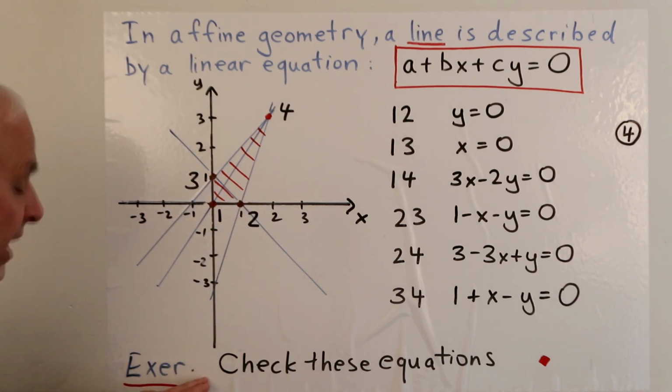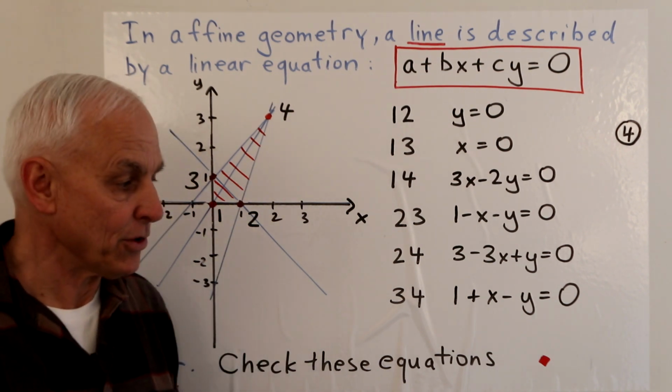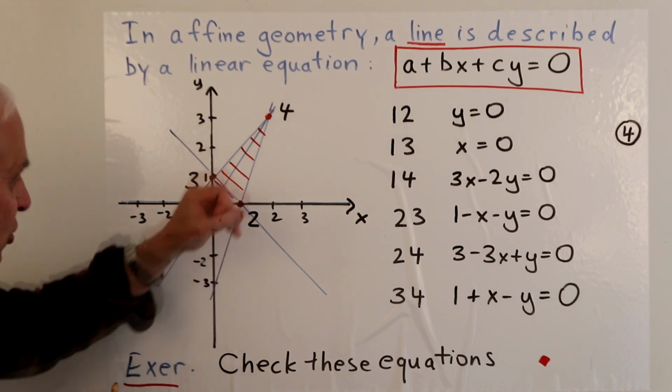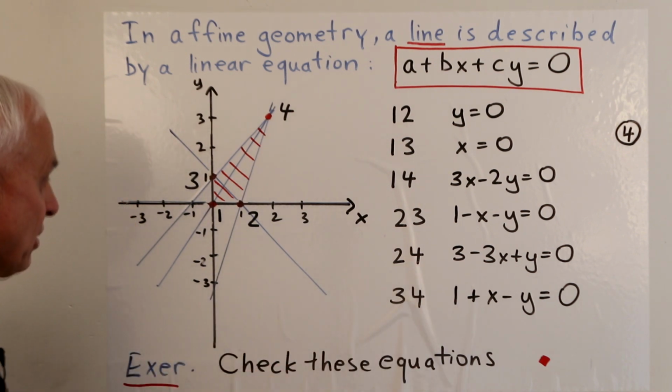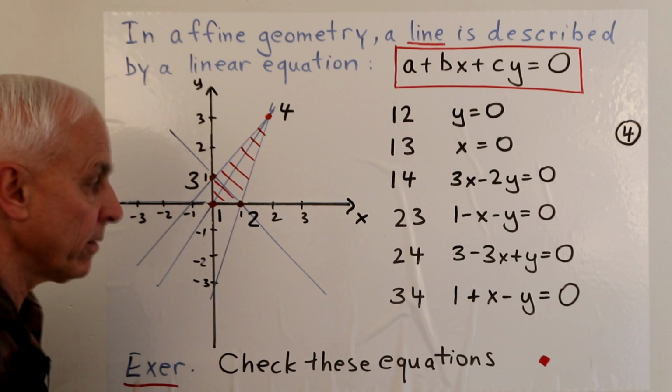So as a great exercise, especially if you're not too familiar with this or it's been a while since you've learned about lines, please check these equations. Make sure that I've got them right. Make sure that this line really does pass through the point labeled 2 and the point labeled 4.